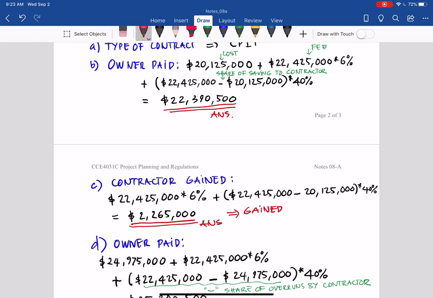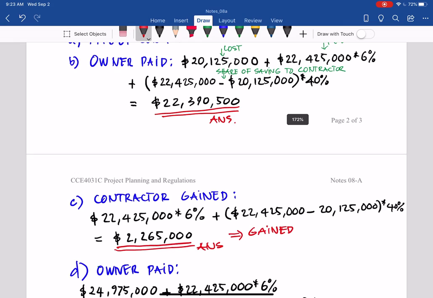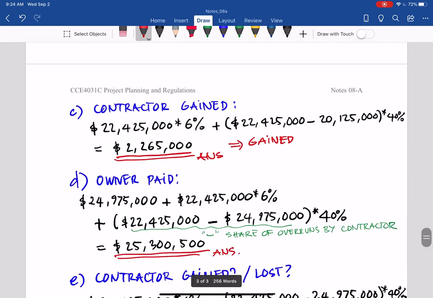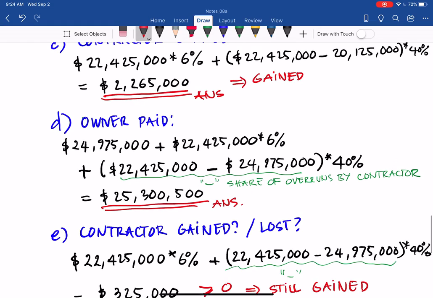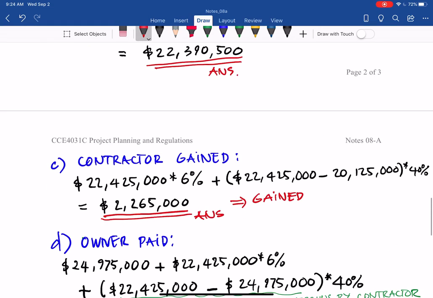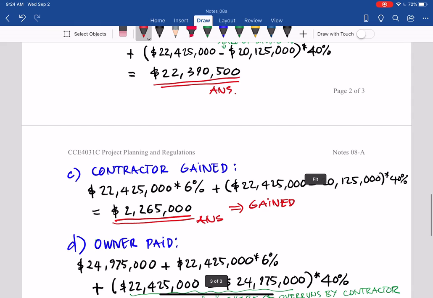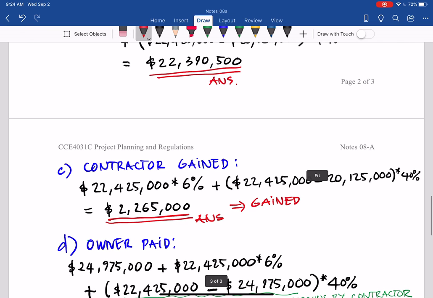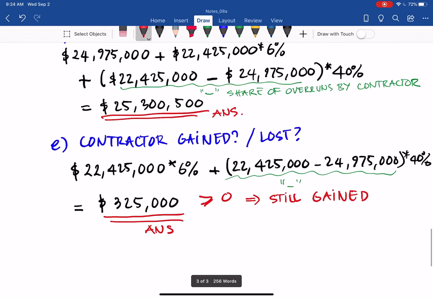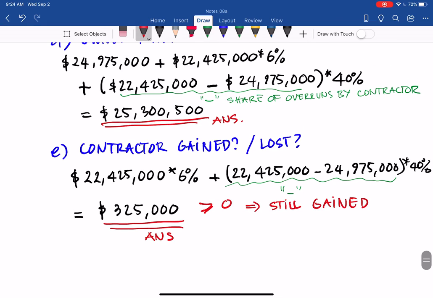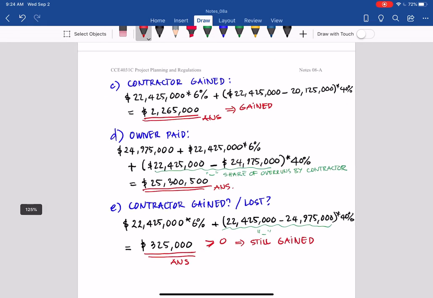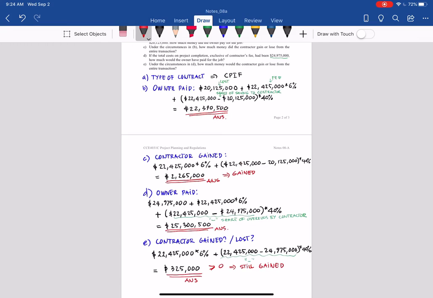So as you can see, if he or she saves on the project, the owner pays much less, only 22,390,000. If it overruns, the owner has to pay 25,350,000. So everyone has an incentive to save. For the contractor, in the first scenario of saving, he or she can receive more than 2.2 million, 2,265,000. If it's not managed well, only 325,000 is received. If it is even worse, it may be a loss. So that is the incentive, cost plus incentive fee.